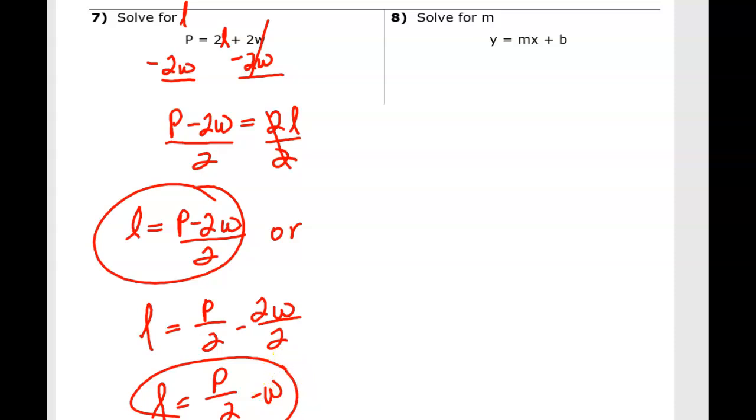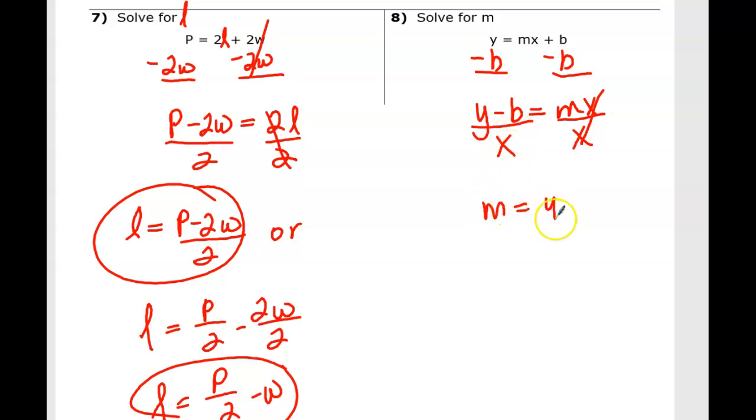All right, number 8. By now you should be used to the equation of a line. If we want to solve for the slope, which is m, we're going to start by subtracting b. Y minus b is equal to mx. And since we're solving for m, we want to divide by x. So m is going to be equal to y minus b divided by x.